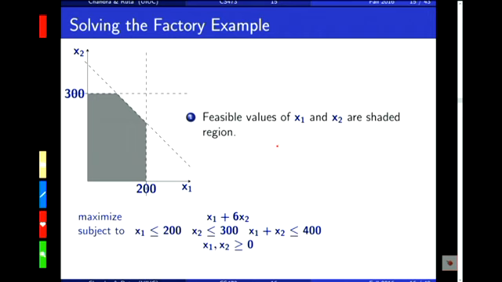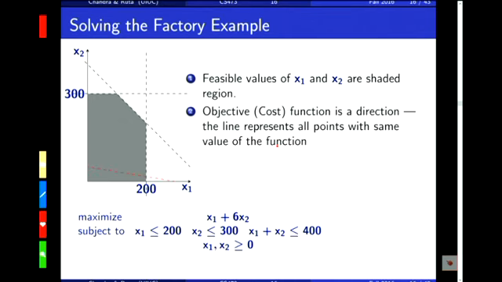Okay. So these are all the feasible values of x1 and x2. And the objective function is, so this line represents all the points where the objective value is the same. Okay? So its normal vector will be 1 and 6. If you look at the normal vector to this red line, that's 1, 6.